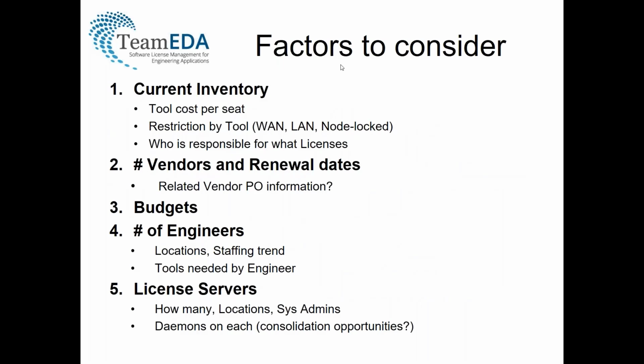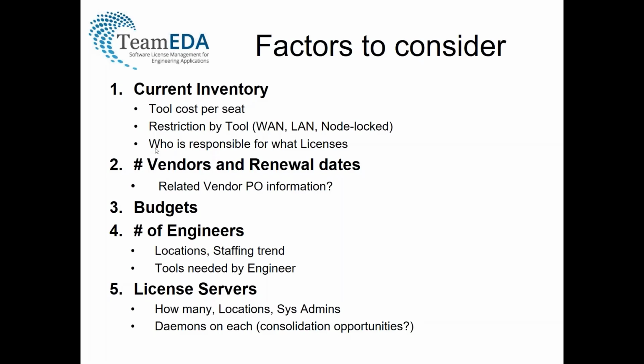Here are some of the factors I feel you need to consider when you're trying to determine how many licenses you need. You have to start with knowing what you have. What does my current inventory look like? What is the cost per tool, per seat? What is the restriction of use on the tools that I already have? You may have some that are node locked, some that are local area networks, some that are WAN US, WAN global. But you need to know all that up front. And then, who is responsible for what licenses in your company?